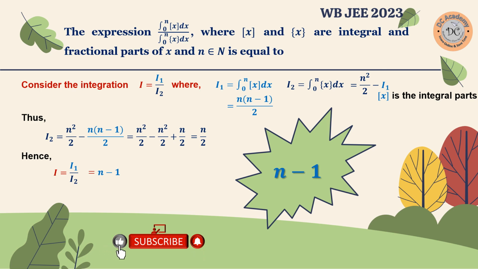That's it. So it's a direct application of that formula that a real number can be written as the sum of an integral part as well as the fractional part. So that concept, and then the basic definition of the greatest integer function. That's it. Hope you understood the problem. Thank you.